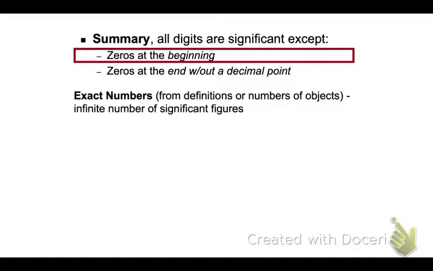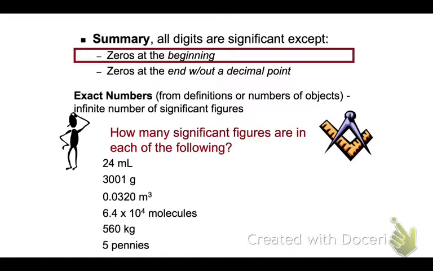Another thing that is also exact is something that was defined, and by that I mean, for example, that a kilo of anything is 1,000 of that thing. It cannot be 1001 and it cannot be 999. It is defined as 1,000, and therefore that is considered to be an exact number with an infinite number of sig fig.